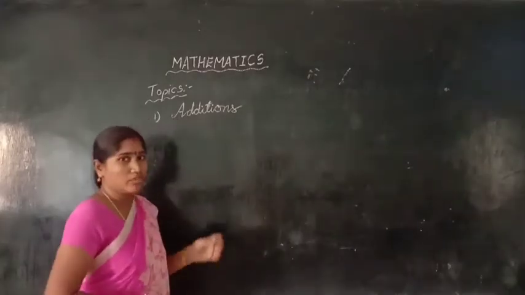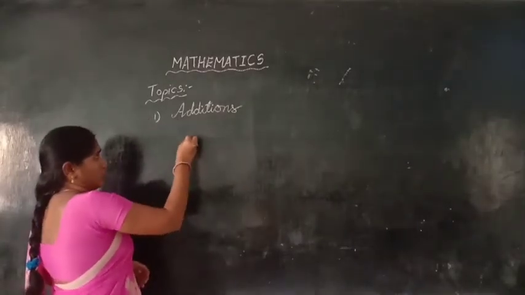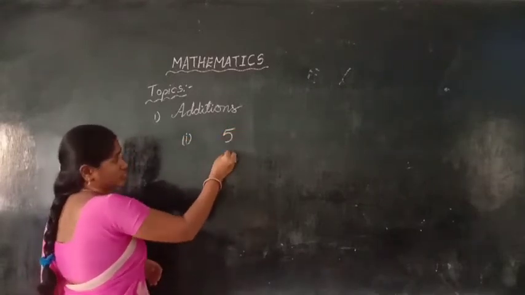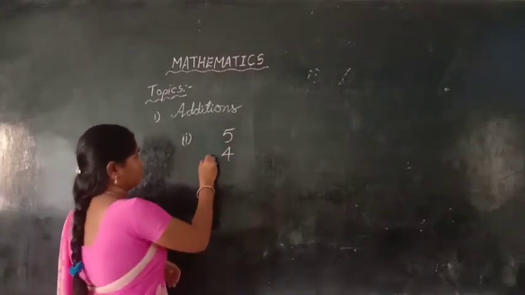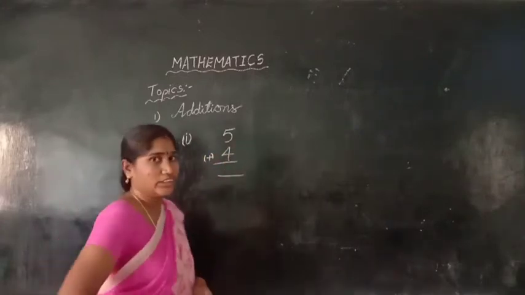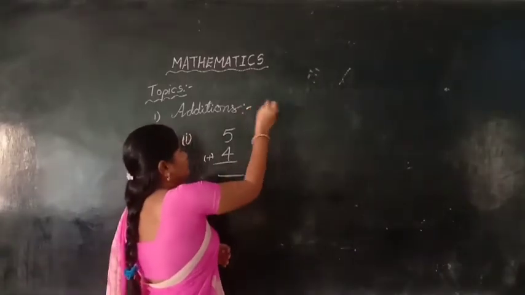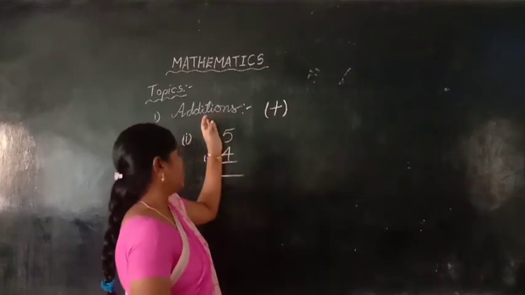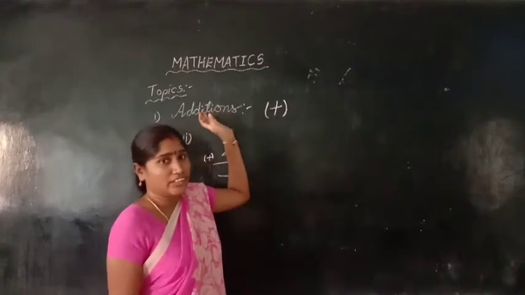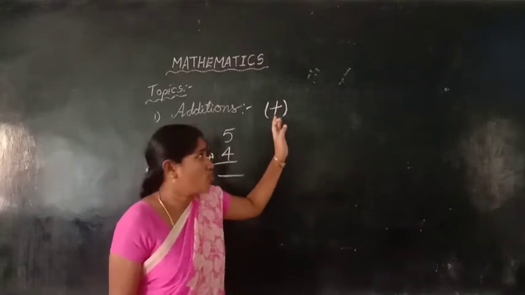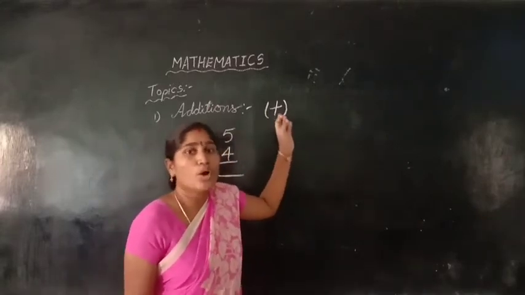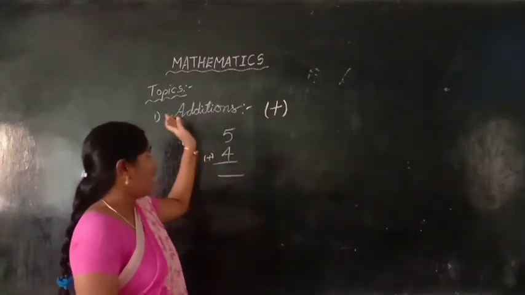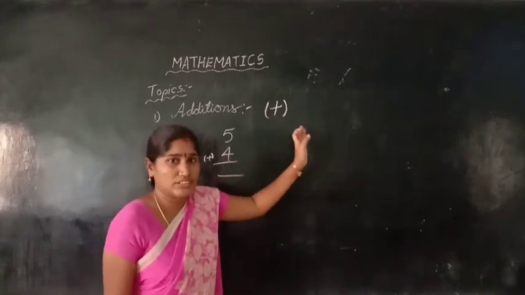Come, let's see the blackboard, all of you. I am doing the first example now: 5, 4. One more thing, children. This is the symbol of additions. It is called plus. What is it, children? It is called plus. Plus is used only for additions. Okay children, additions. This symbol is plus.